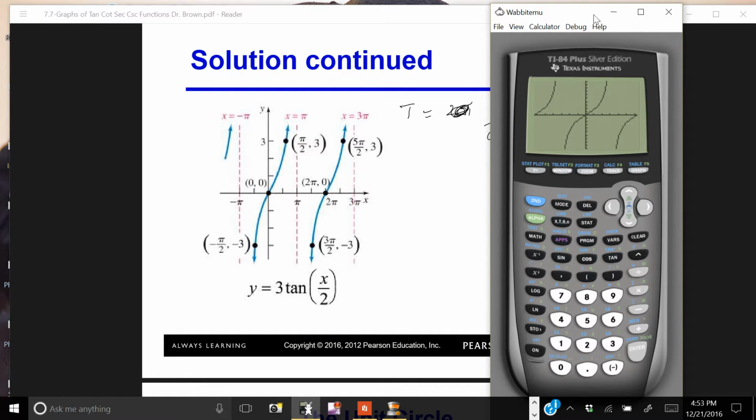Notice the period is 2 pi, so we go from here to here is 2 pi, and it begins to repeat. To make it look a little more like this graph, we could expand the window to go from minus 3 pi to plus 3 pi. That will give us a little more than 2 periods. So there is a graph. From here to here would be 2 pi.